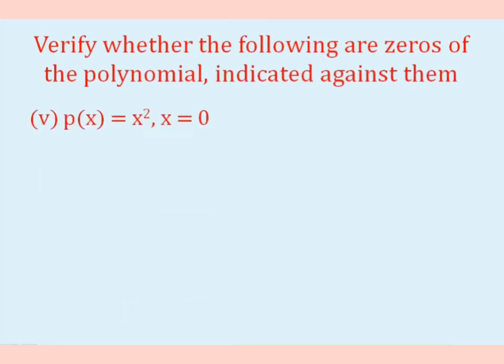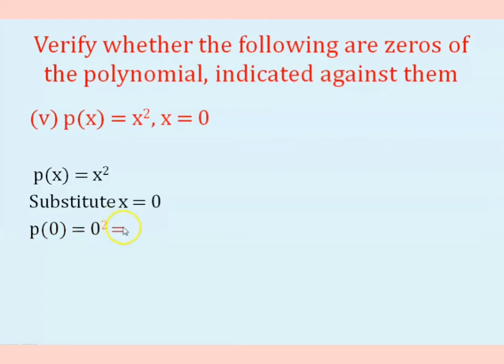Now we'll move on to the fifth problem. P of x equals x squared, x equals 0. So we have to substitute x equal to 0 in P of x. So P of 0 equals 0 squared, which is equal to 0. Therefore, 0 is a 0 of P of x.